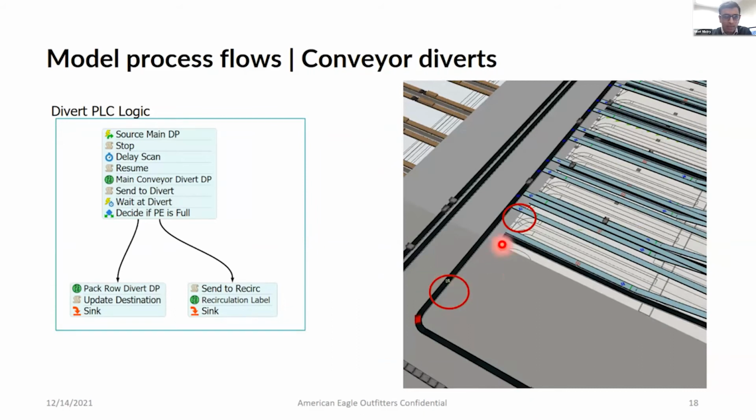From a divert perspective, the process here was more important to make sure that if the diverts are being blocked, then a tote cannot be diverted to that conveyor. That's something we wanted to look at from the model perspective and flow perspective. So a process flow for that was built as well, based on different decision points and things like that.